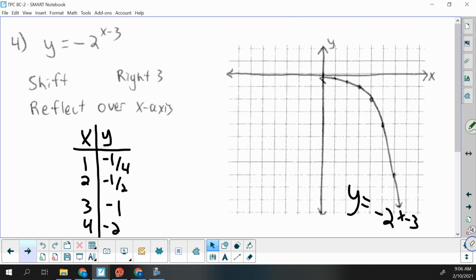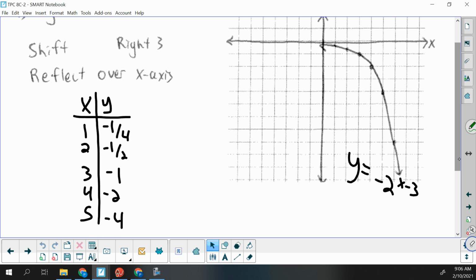And our last one, we've got a shift right 3 because of the -3 in the exponent. And the minus out front, again, reflects us over the x-axis. So in our table, we would want 3 as the middle value. Once you get each of your y values, plot them. Nice smooth curve when you draw it in. Arrows on your graph. Label the x-y axis. Label your equations.